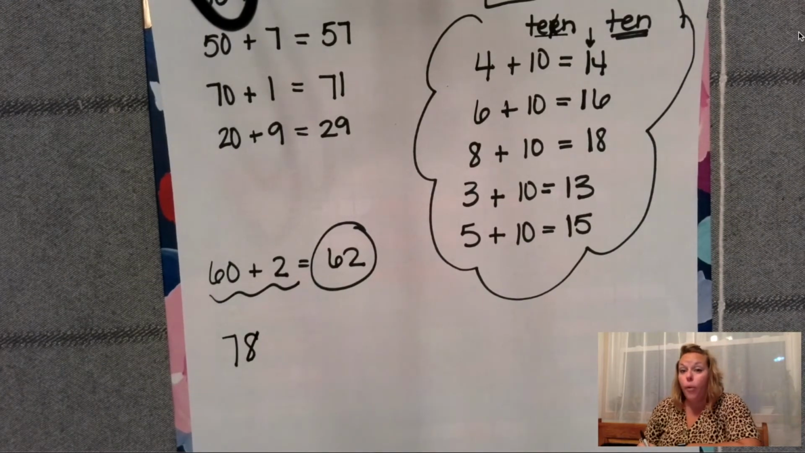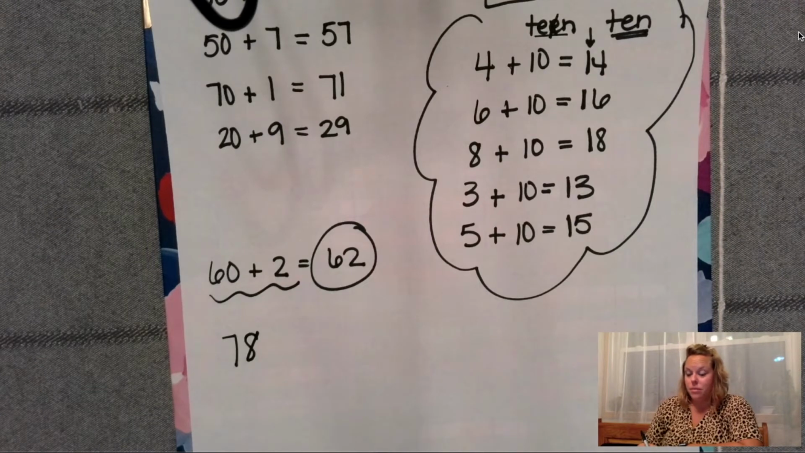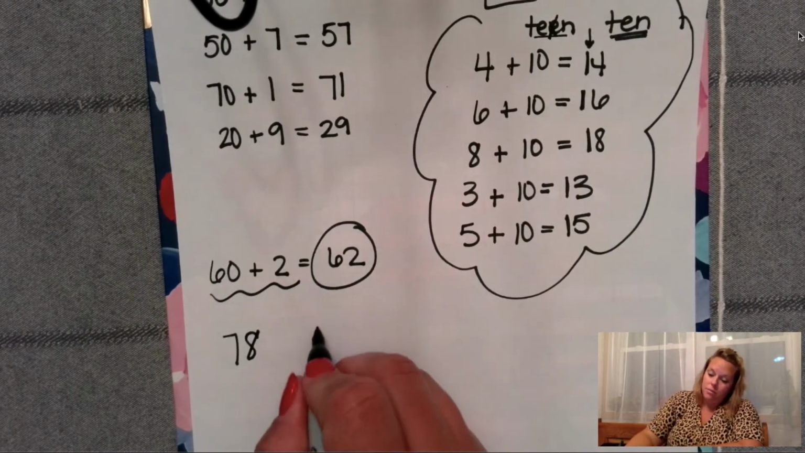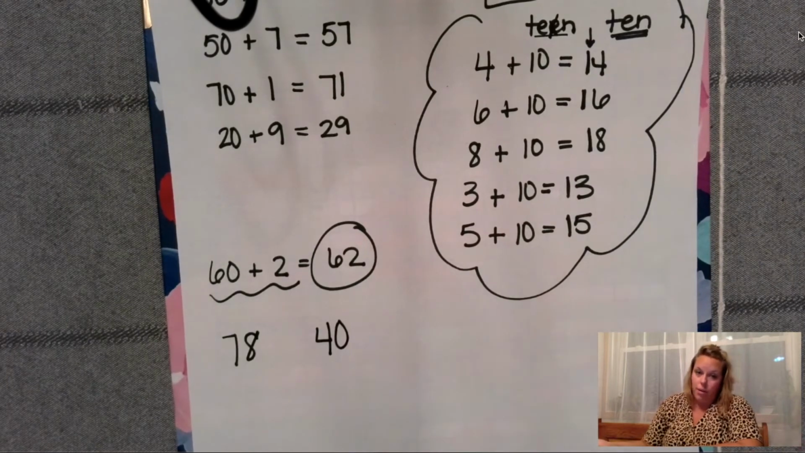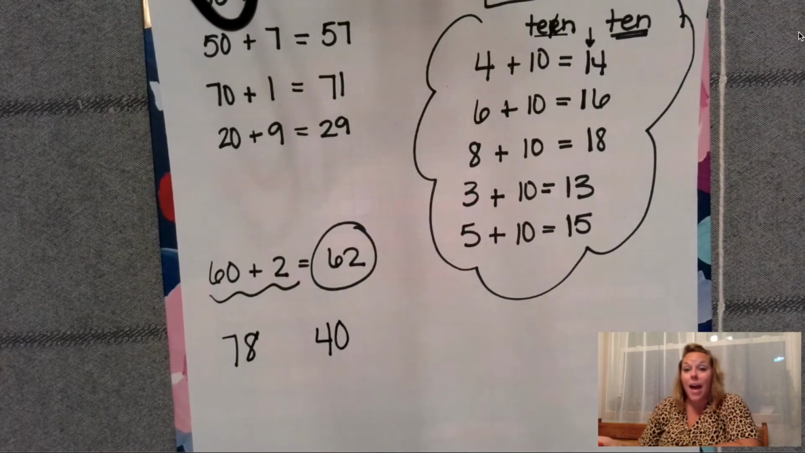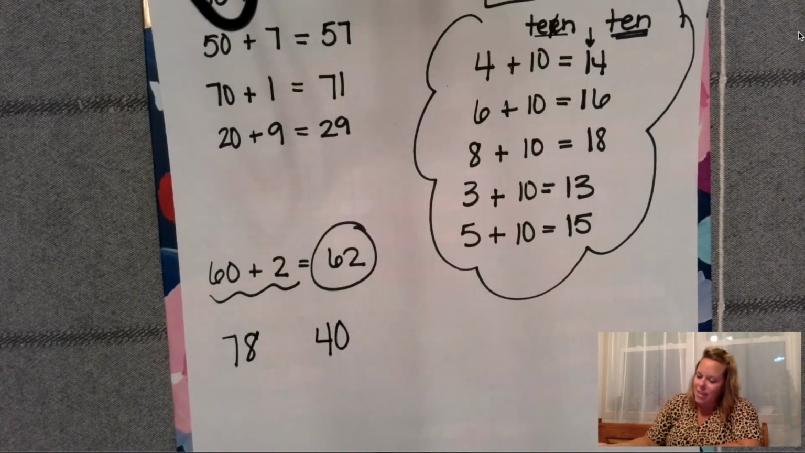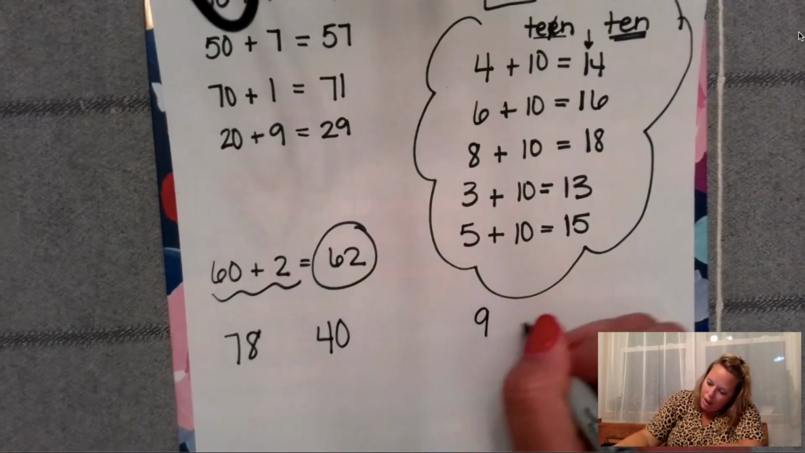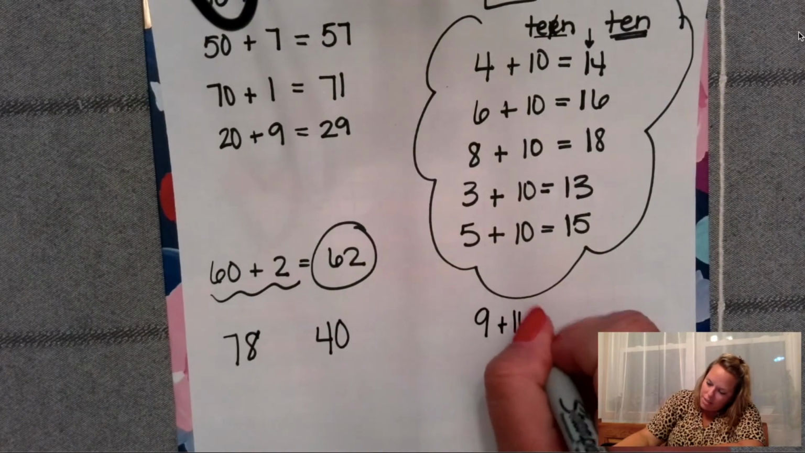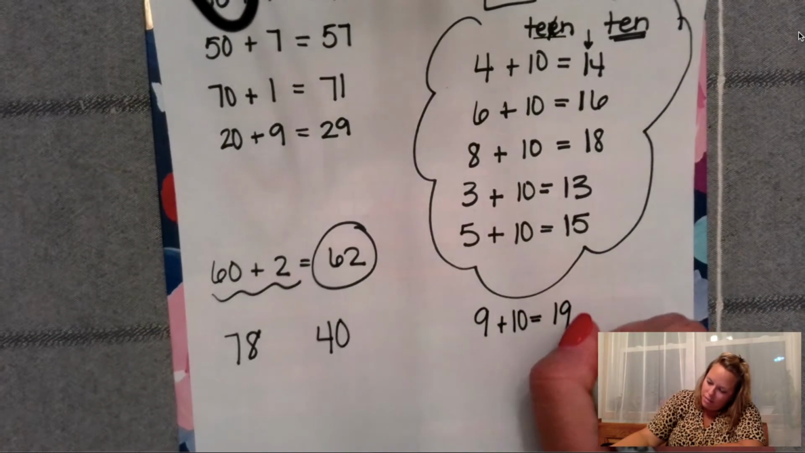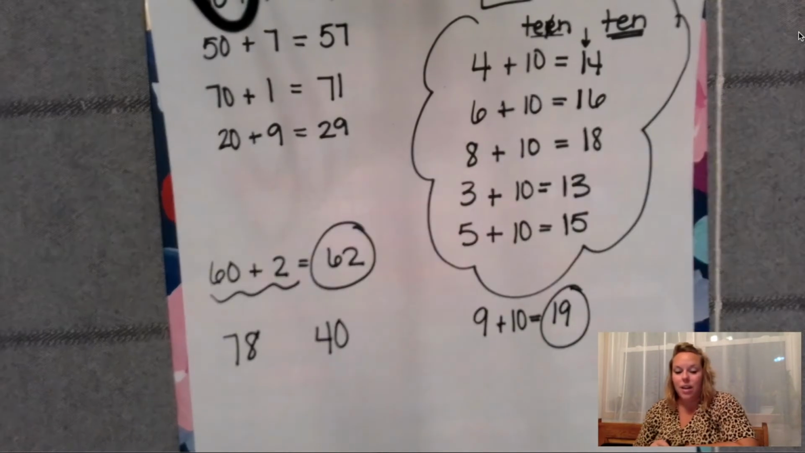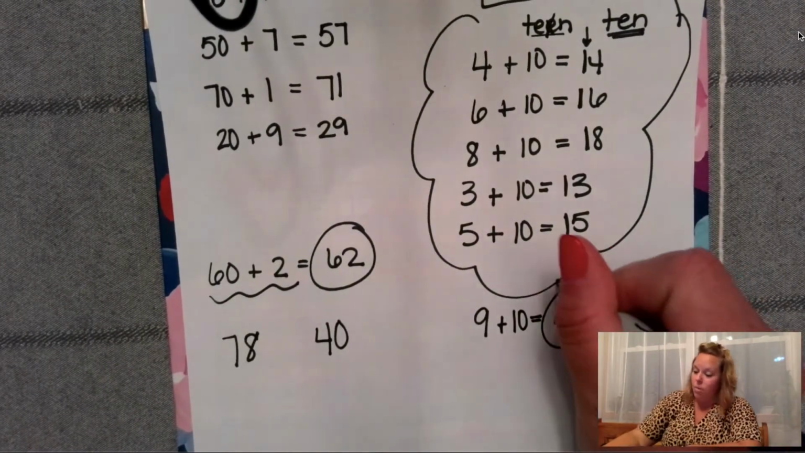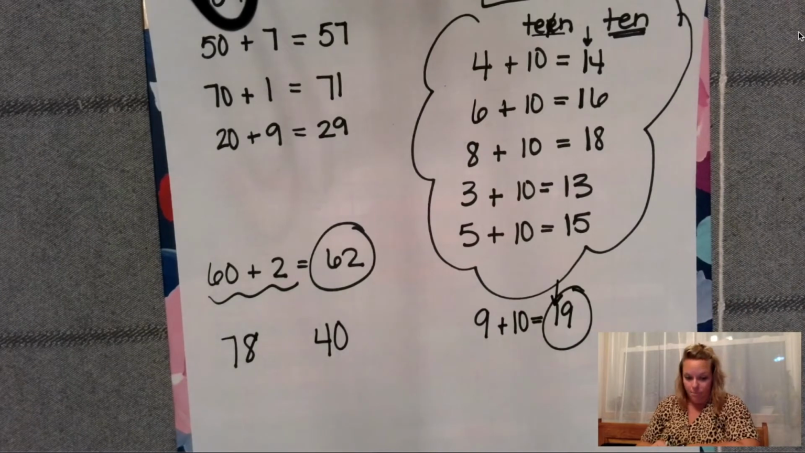How about 40? 40. Okay. 19. Ooh, 19. 9 plus teen. 1, 9, 19. Is that a teen? Yes, it was. So remember, it's going to start with a 1.